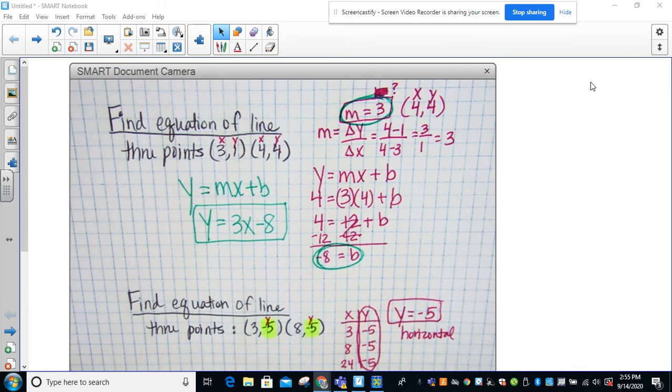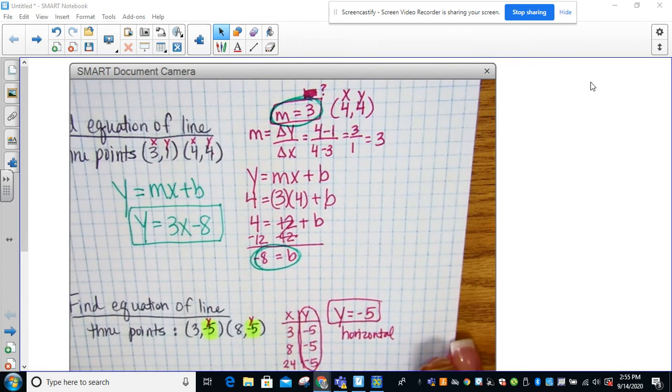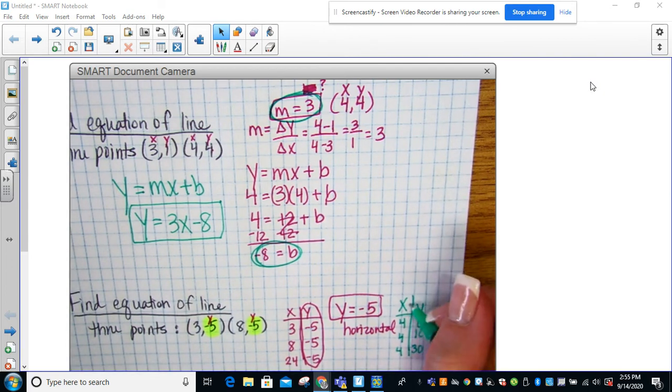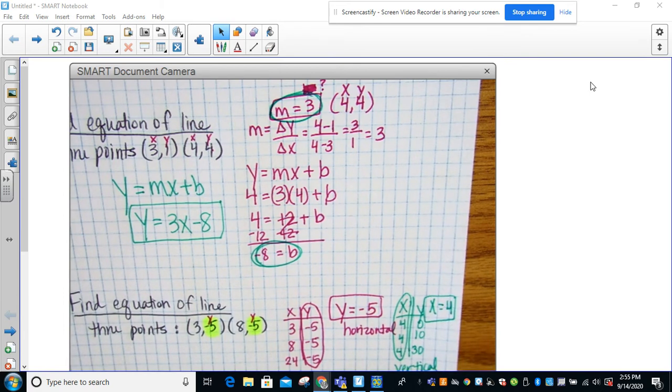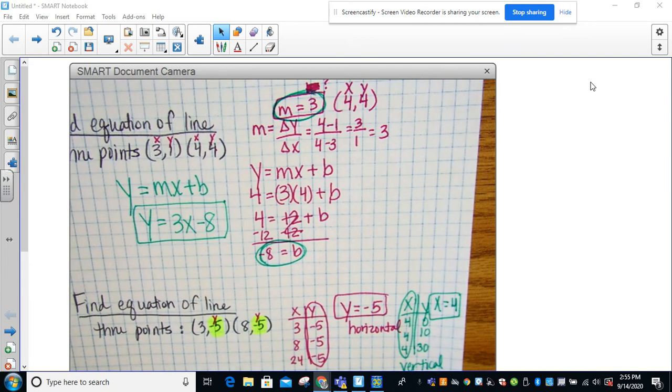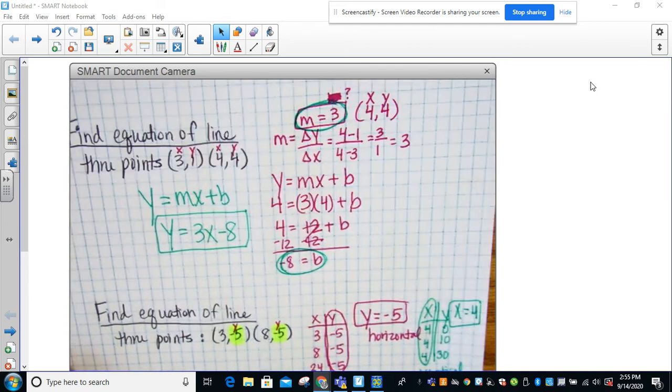And the reverse of that would be if you had, let's say, repeated x's, 4, 4, 4, 0, 10, 30. That's x equals a number, which is vertical. Similar to the second example. So I hope this helps when you're trying to find equations when you're just given either the slope and a point or 2 points.